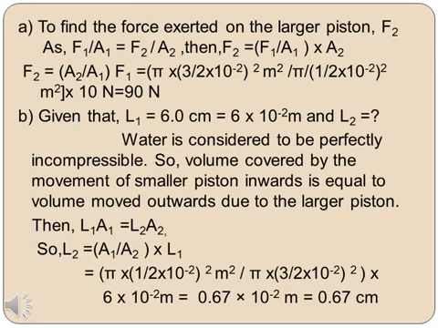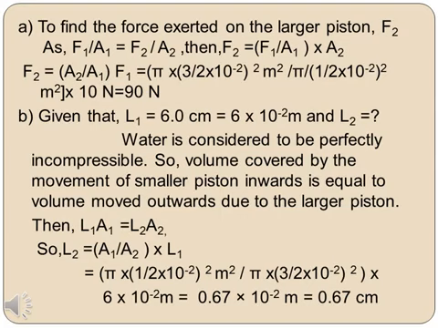First we have to find force exerted on the larger piston F2. We have F1 by A1 is equal to F2 by A2. Then F2 is equal to F1 by A1 into A2, which is equal to A2 by A1 into F1. By substituting the values of A1, A2 and F1, we get F2 is equal to 90 Newton.